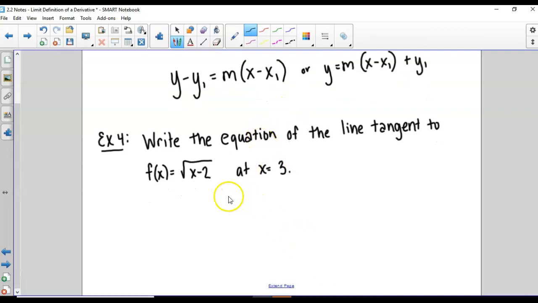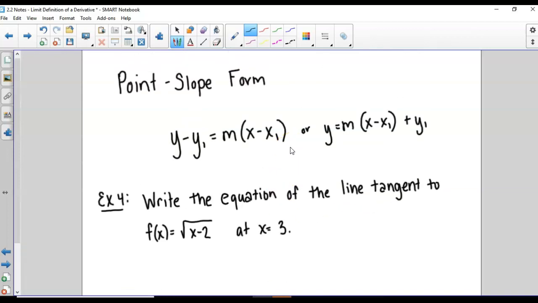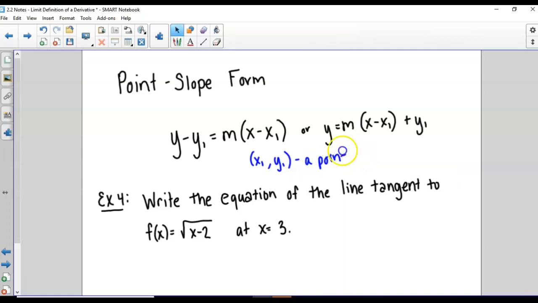So, we have to write the equation of the line tangent to f of x equals square root of x minus 2 at x equals 2. Whenever you are using point slope form, when you're writing the equation of the line, you have two things you have to know. You have to know x1, y1, which is a point on the line, and you have to know m, which is your slope.